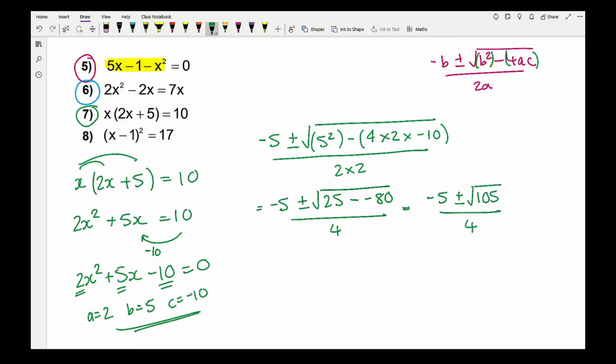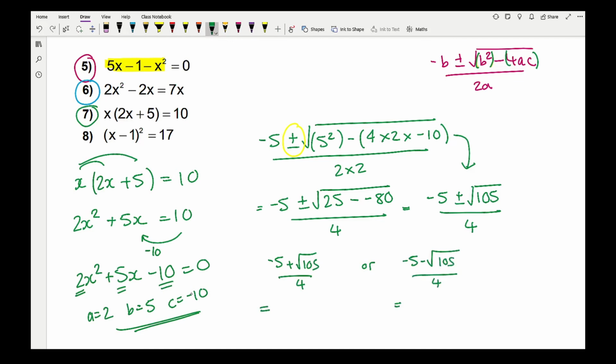Now again, if you're struggling to do any of this in your head, you can go straight by typing all of this into your calculator and you'll still end up coming with this. The only difference is that this plus minus sign, you just need to swap that for a plus or a minus, and there you go. So going back to this question then, one answer is going to be minus 5 plus root 105 over 4, or the other answer is going to be minus 5 minus square root of 105 over 4.